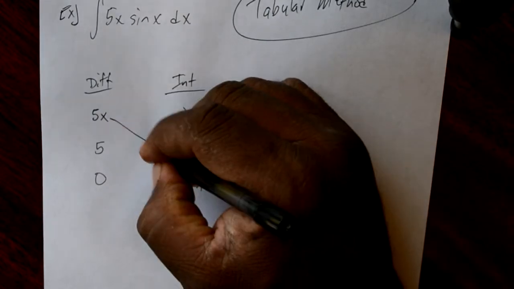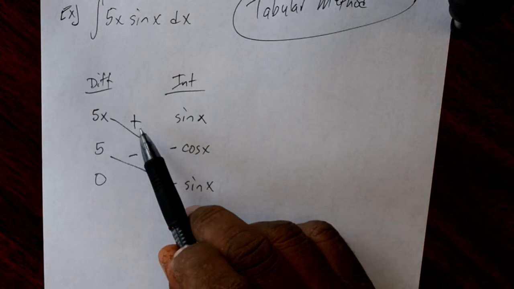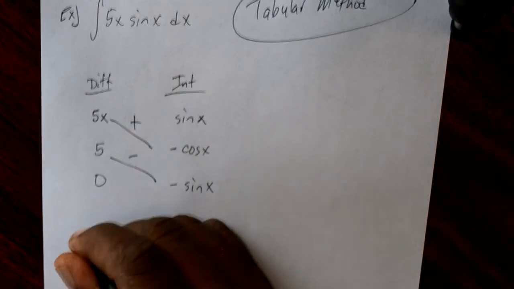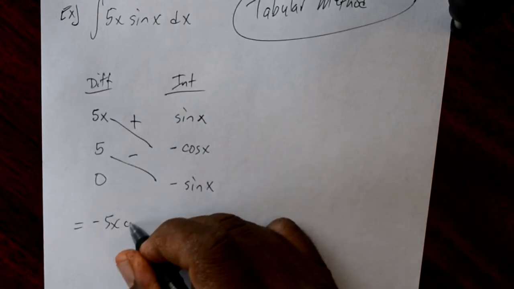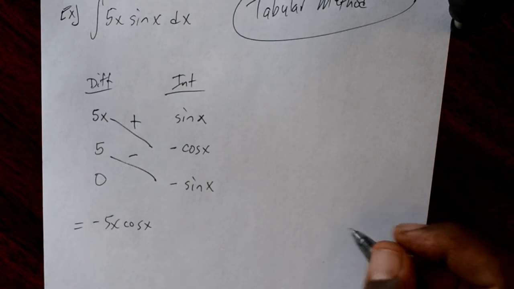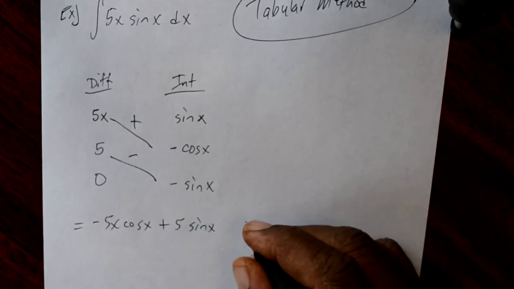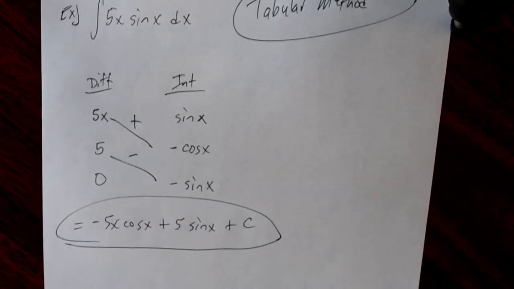Now I'll simply draw diagonals, and I'll alternate signs, always starting with the positive sign. And thus we have our integral. So we have negative 5x cosine x plus 5 sine x plus c. Now we'll take a look at that second example using the tabular method.